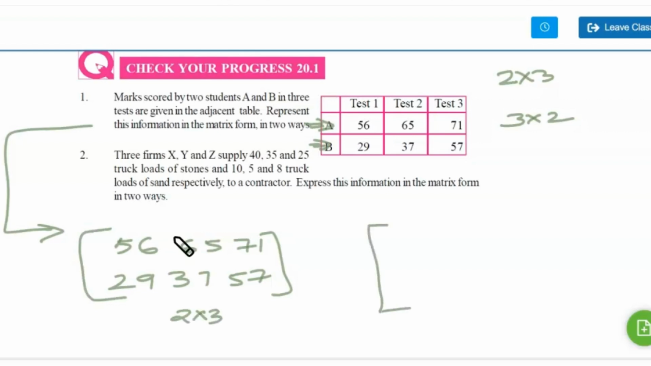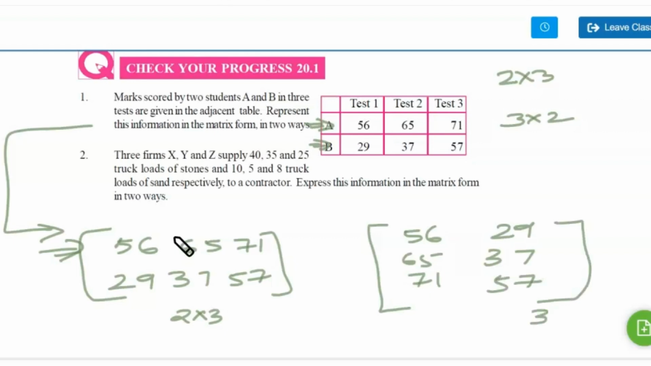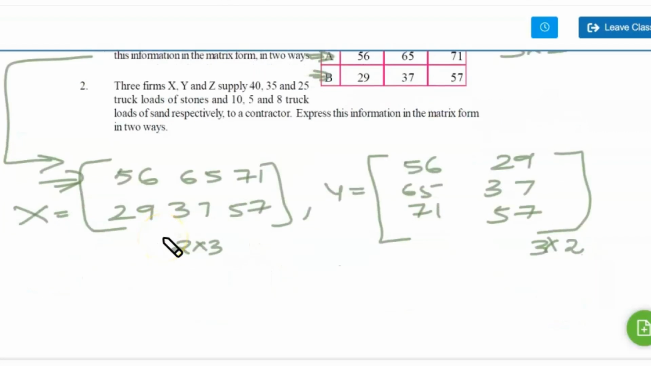Now you can also put it in this format: 56, then 65 and 71. The first row can be converted to a column. That way also you can do 29, 37 and 57. So this becomes a 3 row and 2 column order matrix. So these are the two possible representations for this matrix. You can give a name to it. Let it be X and let this be Y. Okay. Now go to the next question.